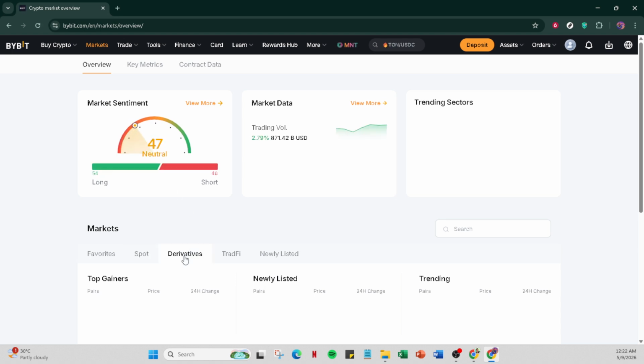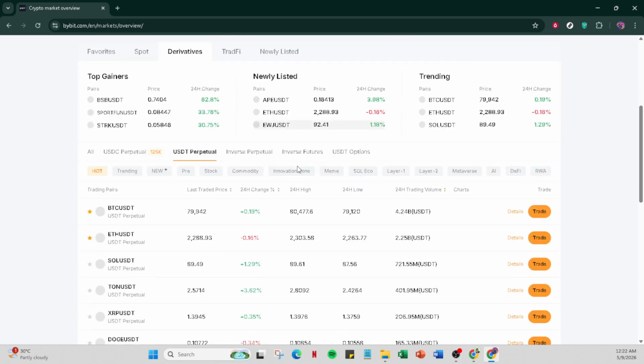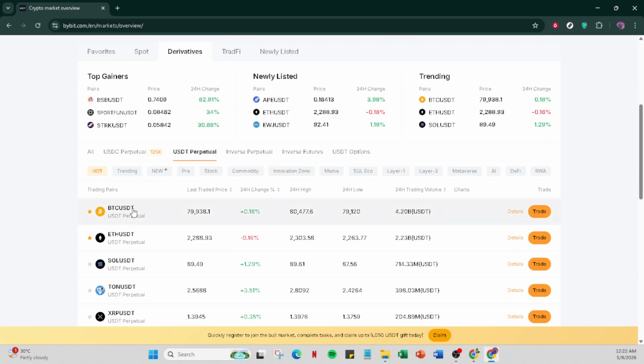Next, choose USDT Perpetual. Perpetual contracts don't have an expiration date, and settling in USDT keeps your profit and loss clear in a stable currency. You'll see a list of trading pairs. Pick the perpetual contract you want to trade, such as a major pair with high liquidity if you're just getting started. Higher liquidity generally means tighter spreads and more predictable fills.